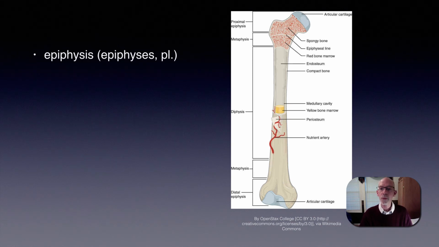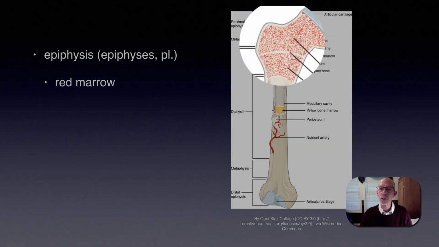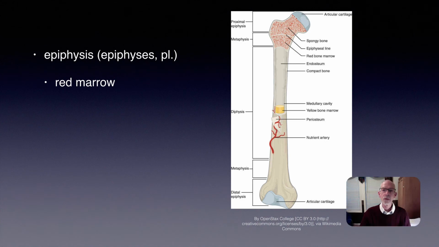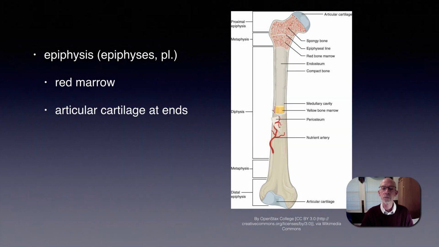Let's now look at the epiphyses. In the epiphyses, we have what is called spongy bone, and in between this spongy bone tissue is a jelly-like substance called red bone marrow. This is the place where blood is made, the red blood cells, the white blood cells, and the platelets. On the ends of the bones, you'll see something called articular cartilage. The word articular refers to joints, and articulation is a joint.